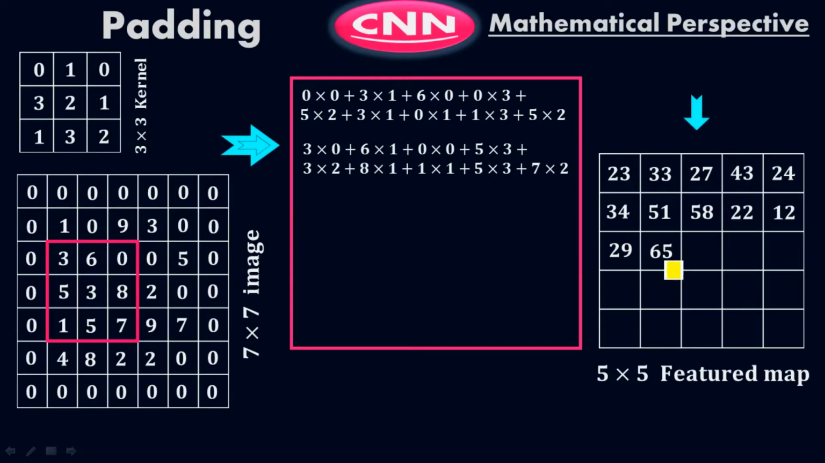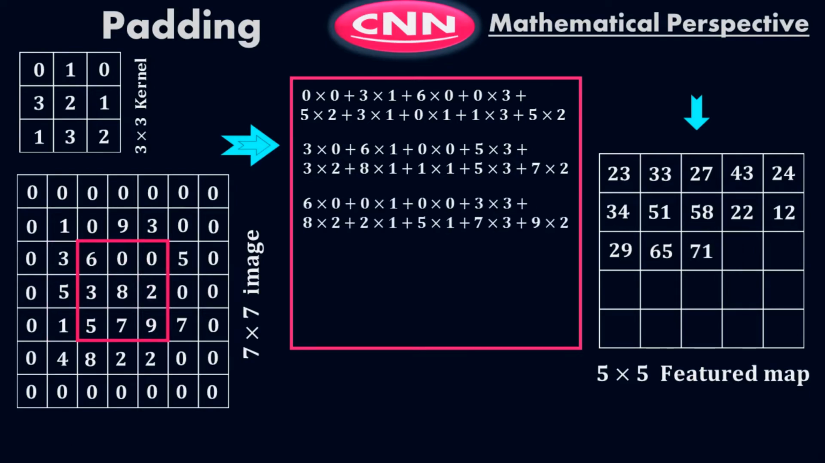It equals 65. Then leave the second column and pick this 3 by 3 matrix. Take its product with the kernel. You will get 71. Again, it is a simple product with the kernel.